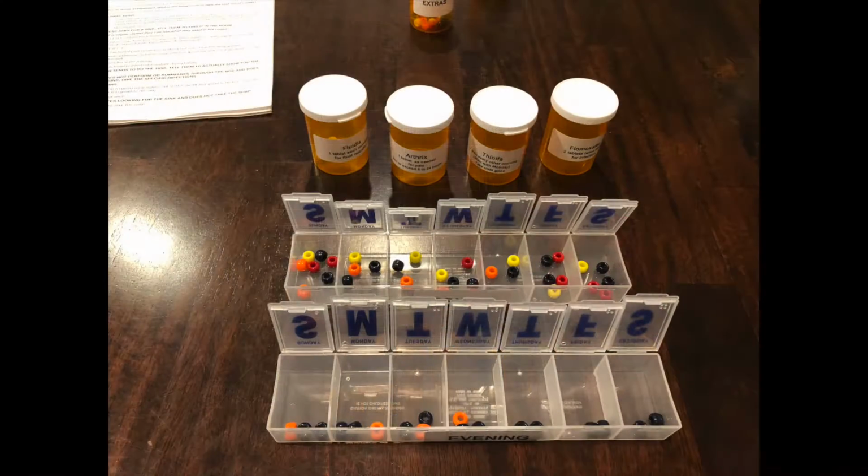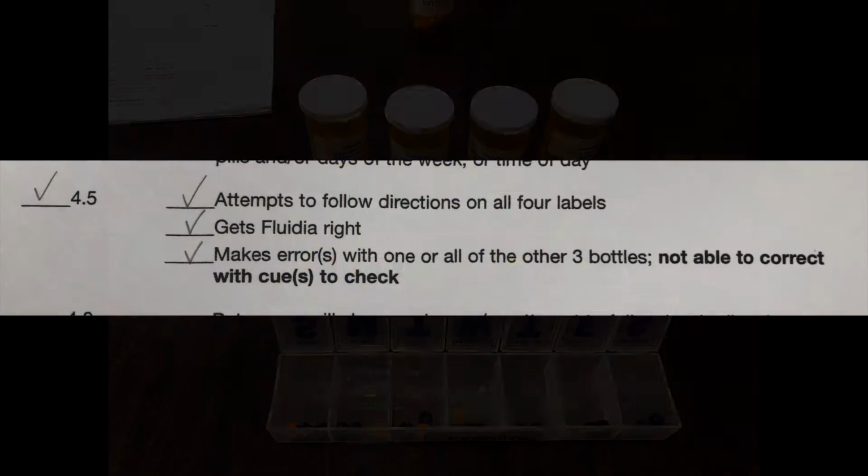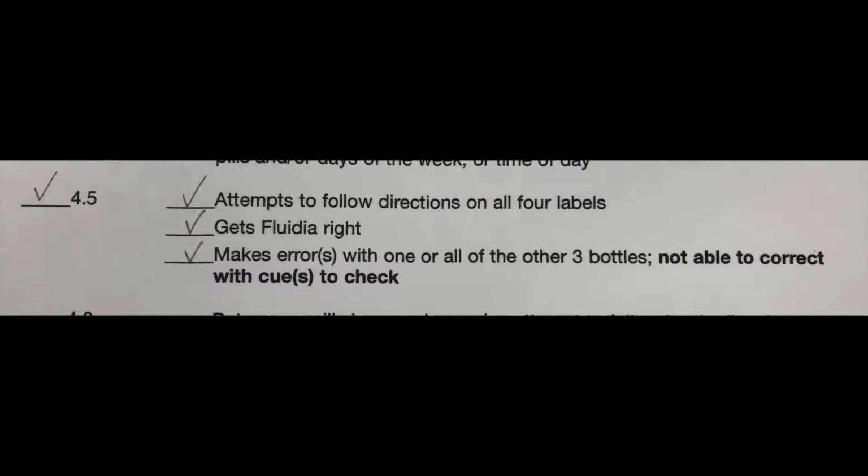Pictured here are CH's completed medication boxes. Shown here is CH's CPT score. We gave her a score of 4.5 because she was able to follow the directions. She got Flomaxin right, and she only made errors with 2 of the bottles, which were Arthurix and Benefa.